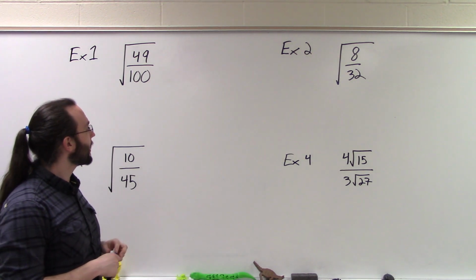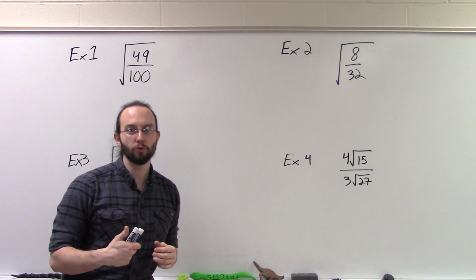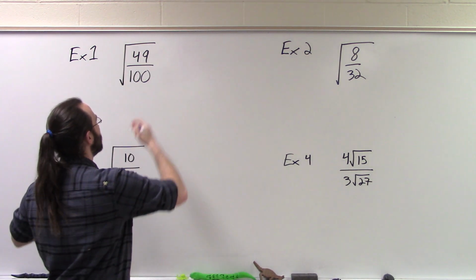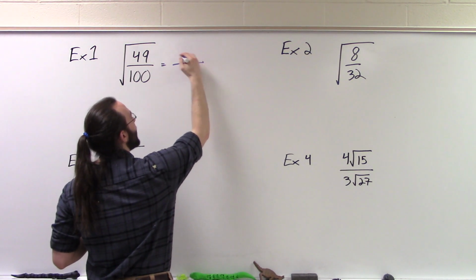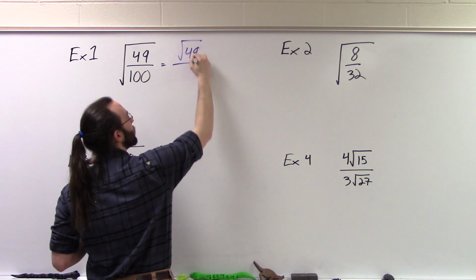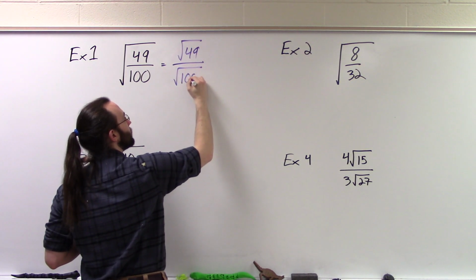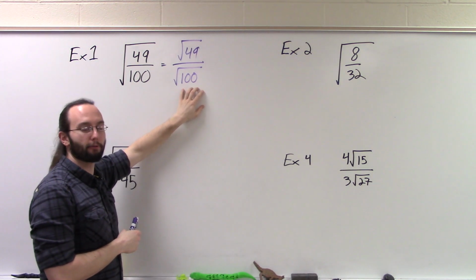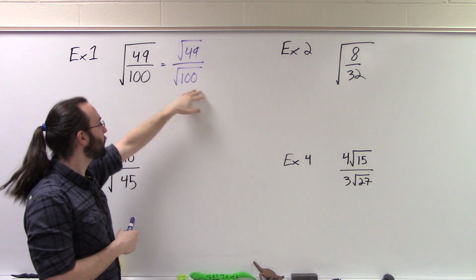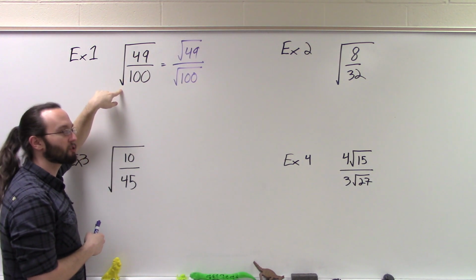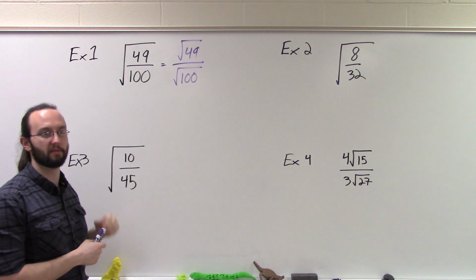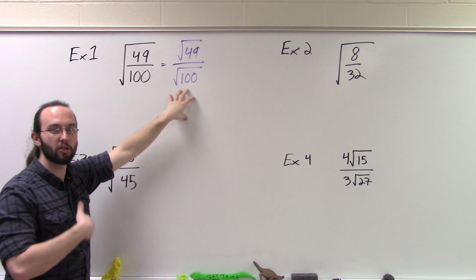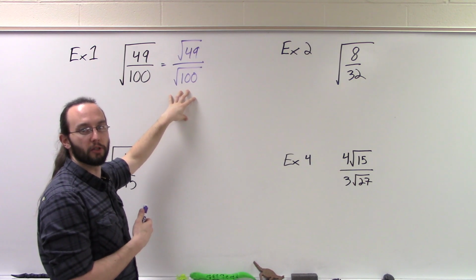All right, today we're talking about the quotient rule. The quotient rule allows us to take something like the square root of a fraction and rewrite it as a fraction of square roots. This can be useful. Sometimes thinking about a fraction this way is more useful. Other times thinking about the square root of the fraction as a whole is more useful. We can flip-flop back and forth between these two definitions depending on what's more useful to us.